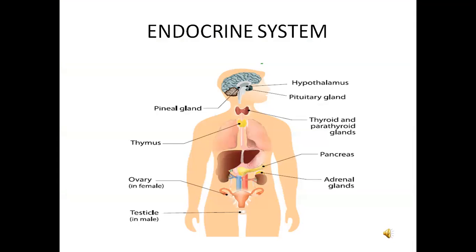Endocrine system. The endocrine system regulates various functions of the body and maintains the internal environment. Endocrine glands are present in the body and produce chemical substances called hormones. The endocrine system includes the hypothalamus, pituitary gland, pineal gland, thyroid and parathyroid glands, thymus, pancreas, ovary, adrenal glands, and testicle in male.